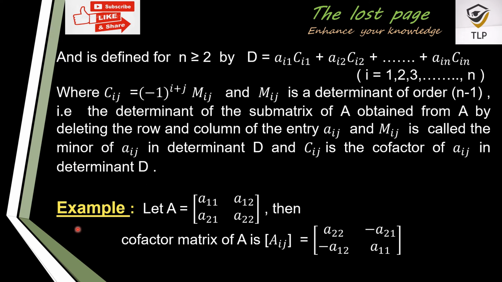Let me give an example. Let A equal to [a11, a12; a21, a22]. Then the cofactor matrix of A is [a22, minus a21; minus a12, a11].